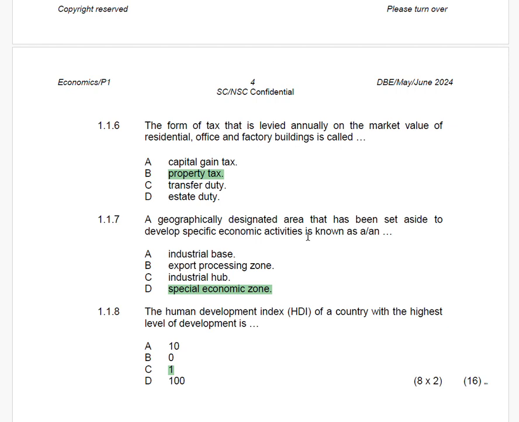And then 1.1.8, which is our last question: the Human Development Index of the country with the highest level of development is 10, 0, 1, or 100. If you see here, the 0 is nil, 10 is higher than 1, and 100 is higher than 1. So the correct answer is 1, because we're looking at the highest level of development of that particular country. Then the correct answer is 1.